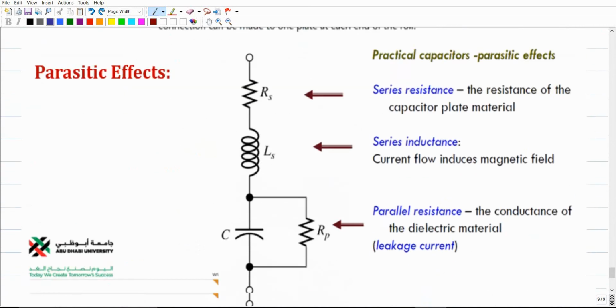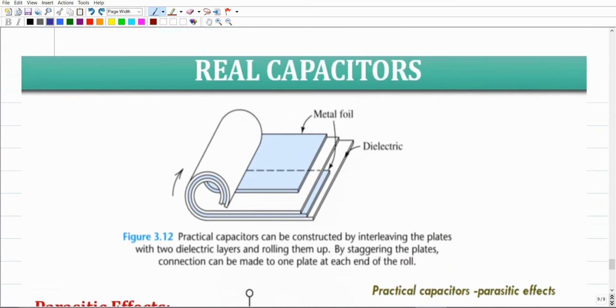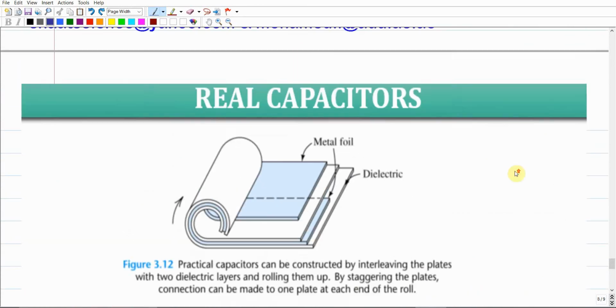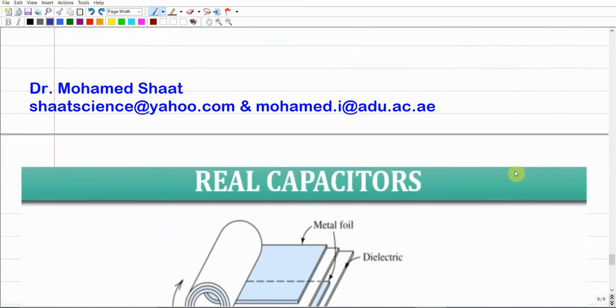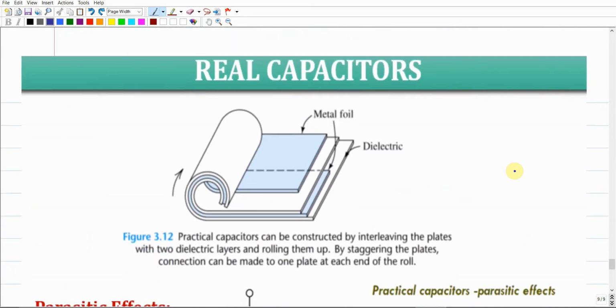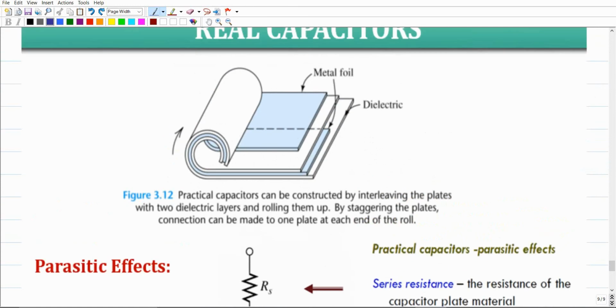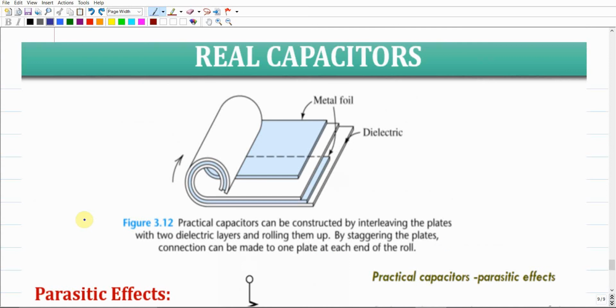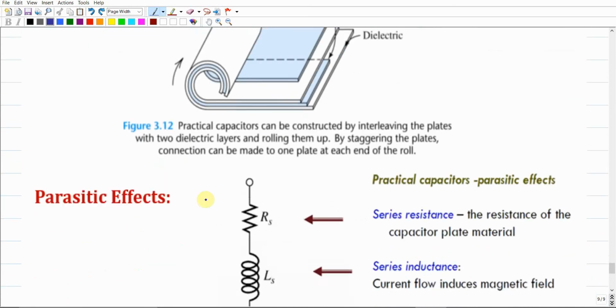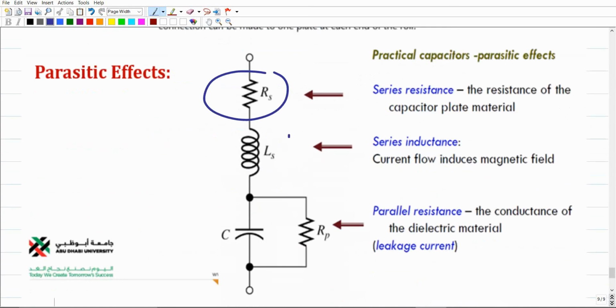The last thing that I'd like to mention here is about real capacitors. As we discussed, the capacitor has a capacitance C. And this capacitance is a measure of the capability of the capacitor to store energy, how much energy can be stored within a specific capacitor. This is the capacitance, right? But there are some other effects. One of these effects is known as the parasitic effect. What is the parasitic effect? Basically, the capacitor is not just a capacitor. It works like a capacitor and it also includes some resistance and some inductance.